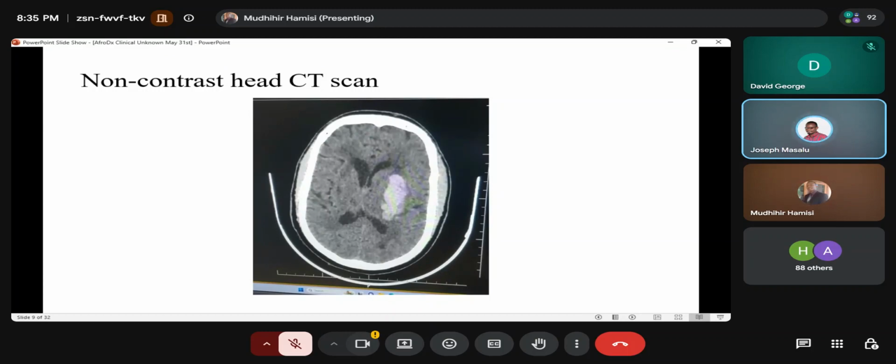hypodense lesion, you mean on the right thalamus? Right, on the right thalamus, and then another one on the left, on the left of the pons. Left of the pons, yes. So you have lesions apart from this bleed that we are seeing.